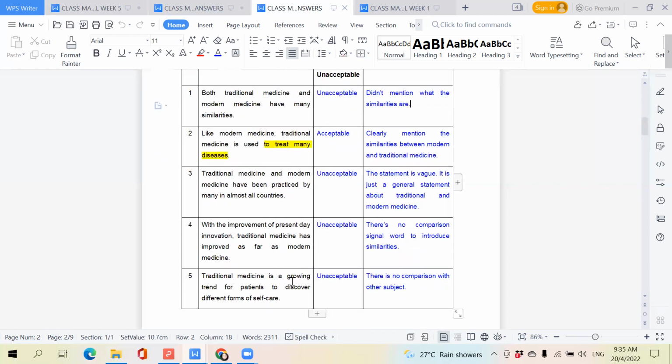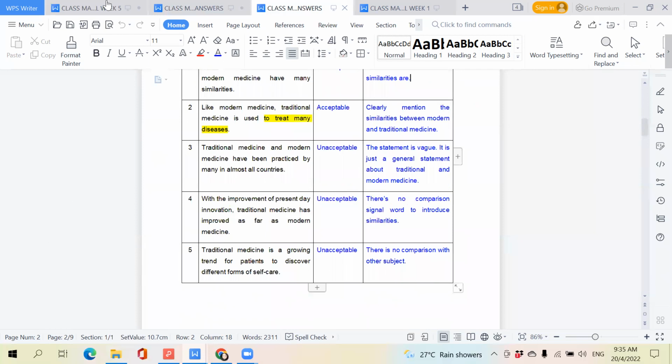Traditional medicine is a growing trend for patients to discover different forms of self-care. This is clearly unacceptable because why? There is no comparison whatsoever with the other subject, and you're just talking about traditional medicine. There's no mention of modern medicine anywhere. So this is unacceptable. All right. Okay, so do not write your topic sentence this way. Okay, next.